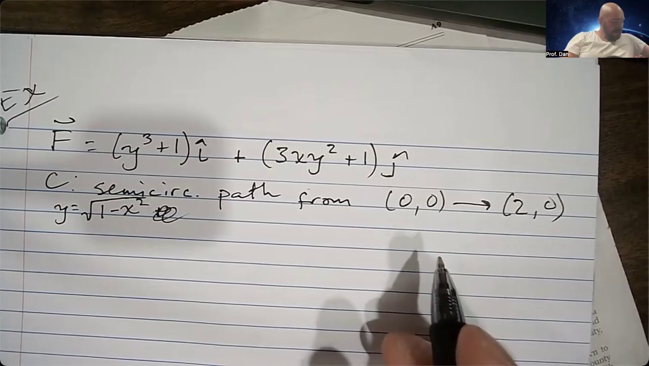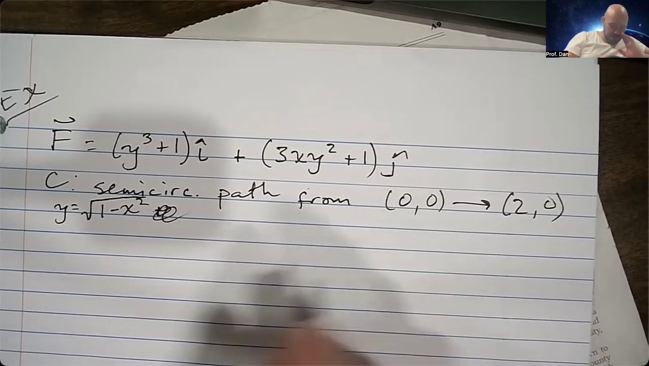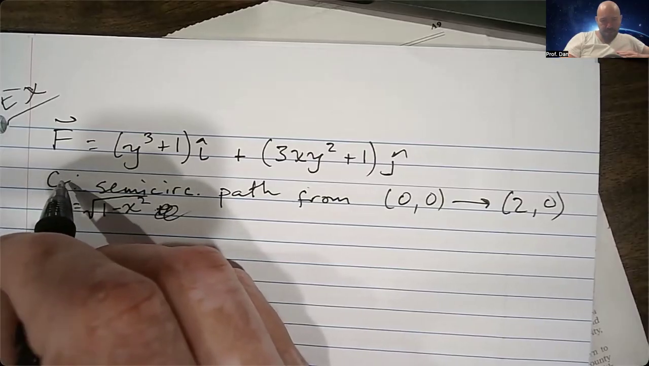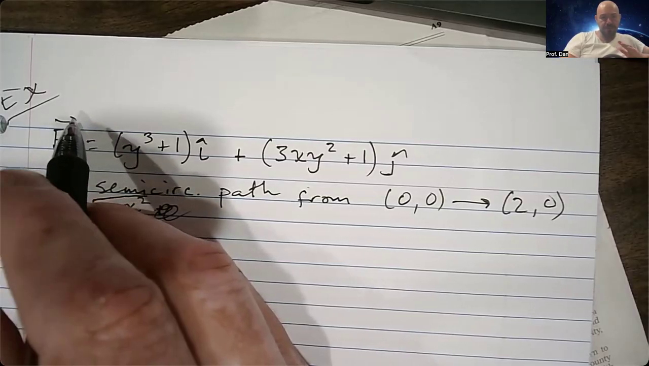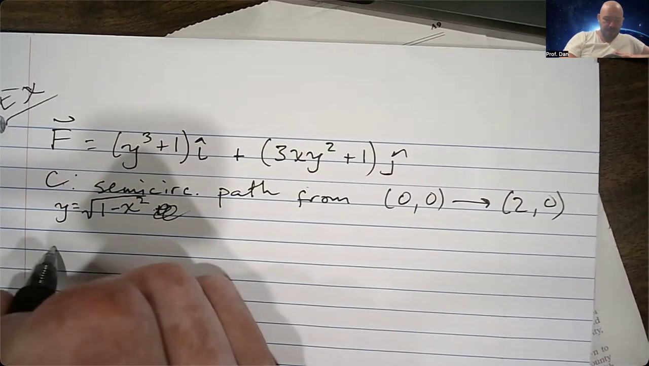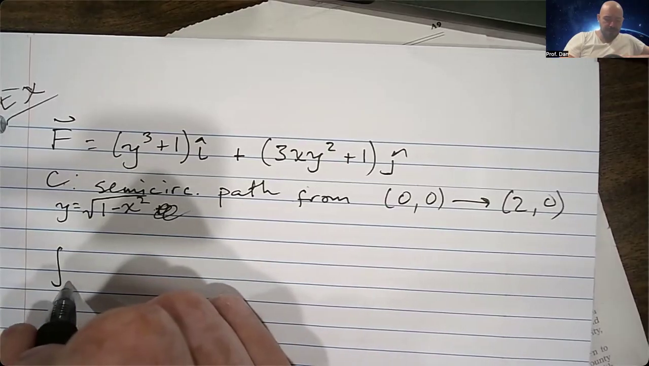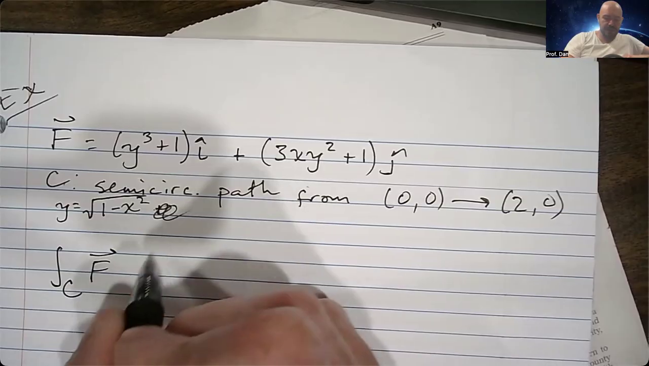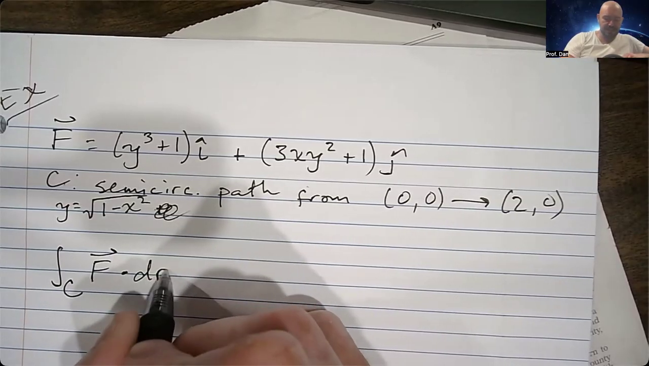So let's say that we want to evaluate a line integral for a particle that's traveling along this path, undergoing work done by this force field. That's to say we want to know the integral over the path C of the vector field F dot dr.